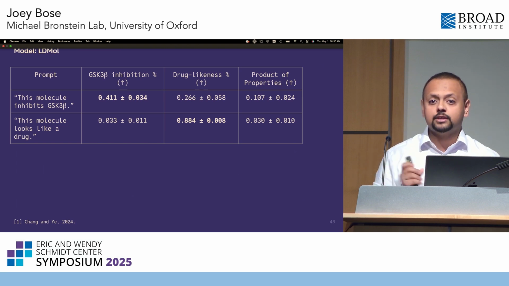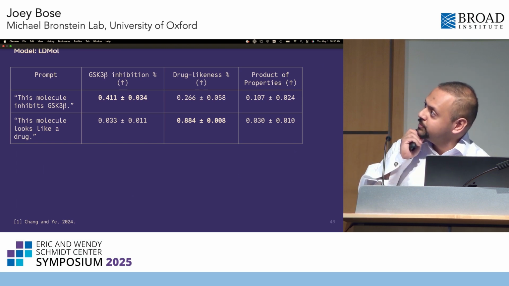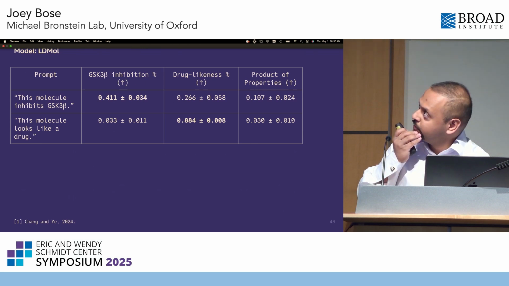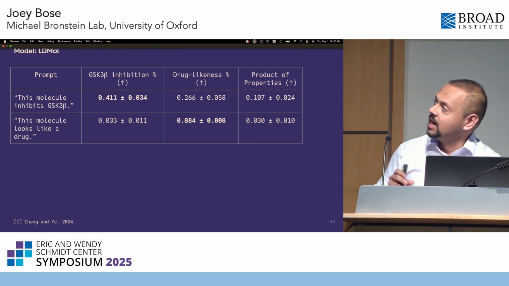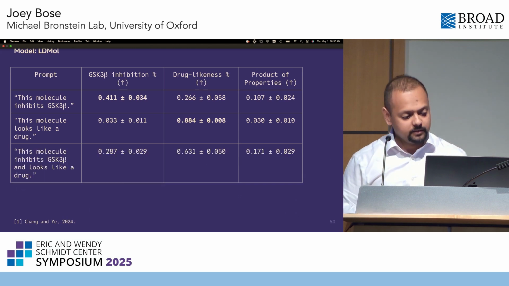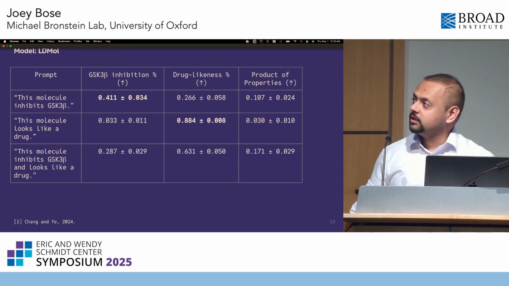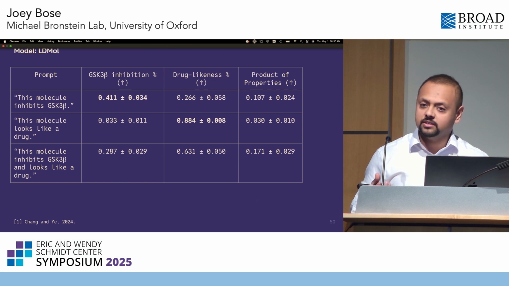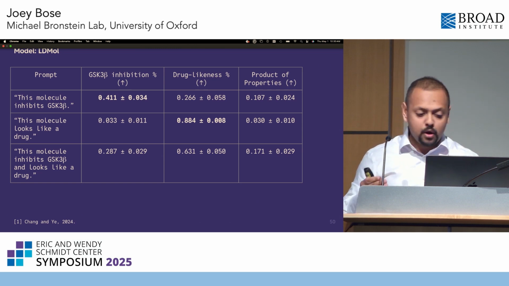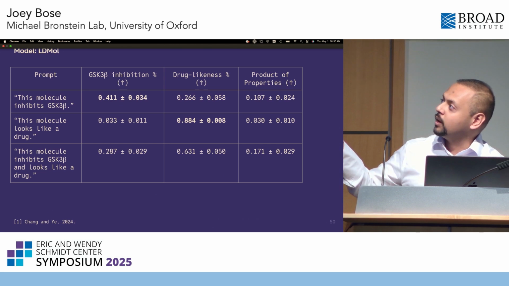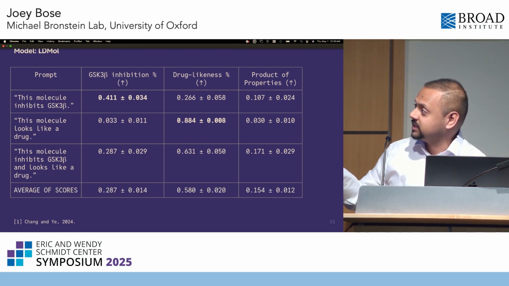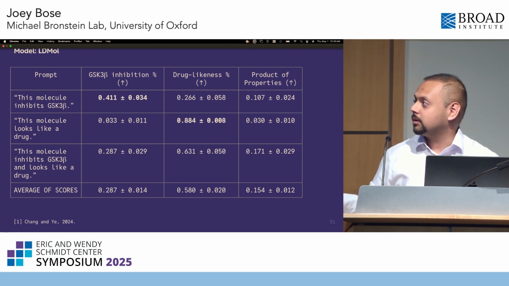And then we're going to prompt it in natural language. We're going to say, this molecule inhibits GSK3 beta, and as well, this molecule looks like a drug. And we're going to look at the last column over here, which tells us how faithful the generation is to both properties, or the product of properties. Now, if you create a joint prompt, which essentially says, let's do property A and property B, you get a model that does a bit of both, but not quite well on either of them. And if you average the scores again, you also get something that's mediocre.